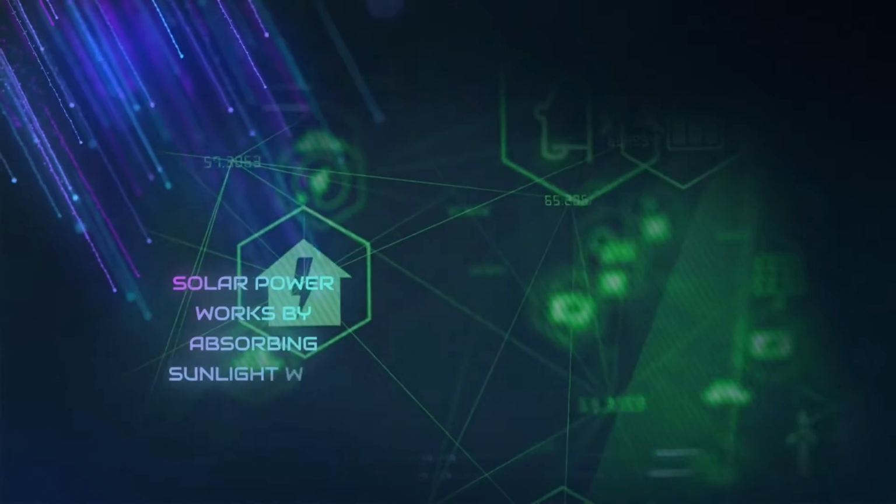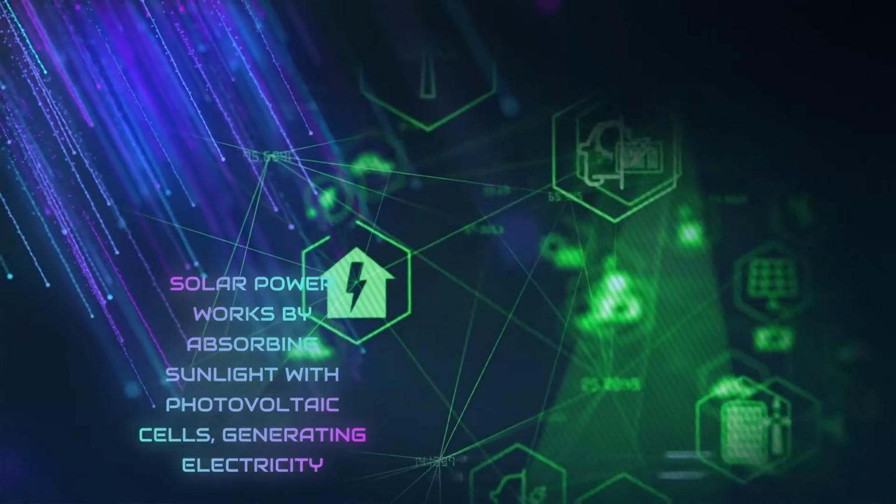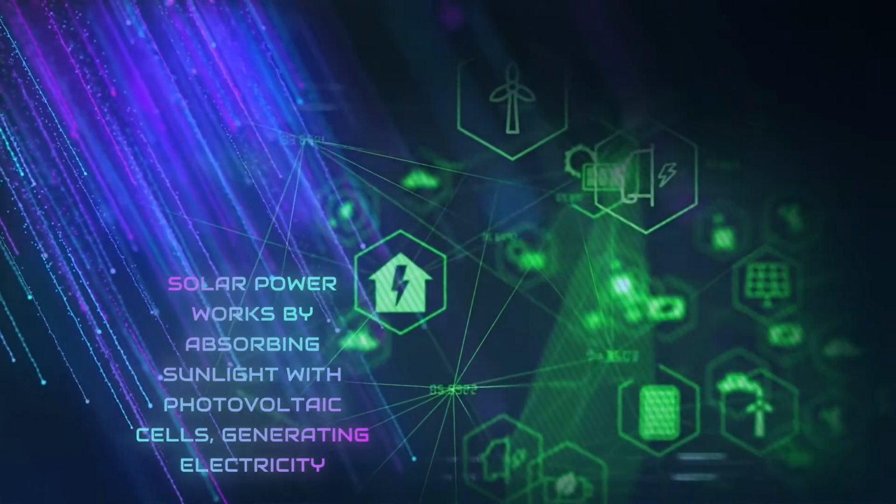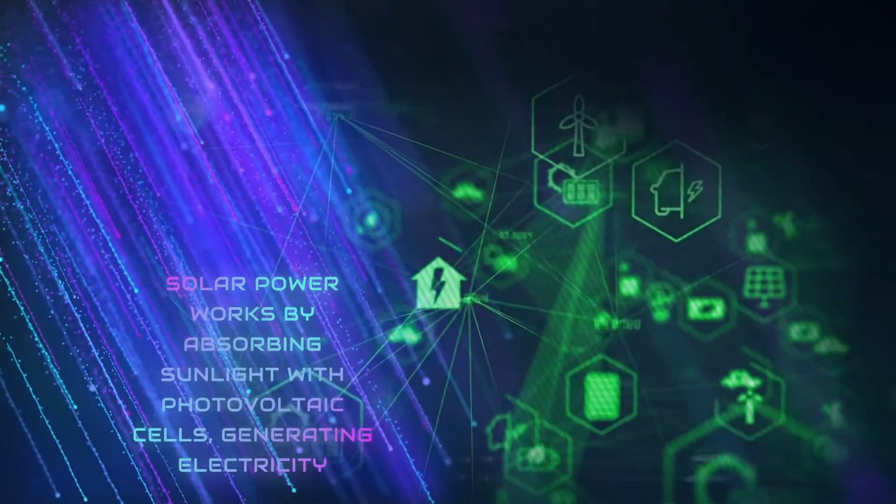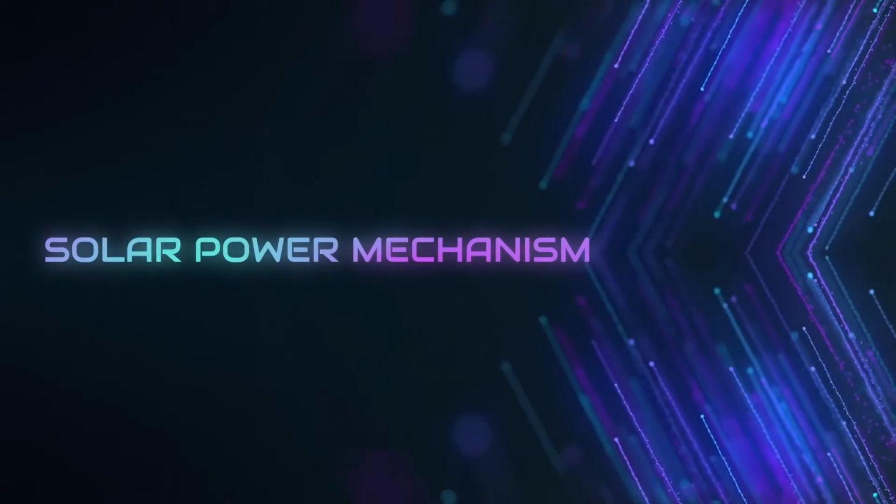Solar power works by absorbing sunlight with photovoltaic cells, generating electricity. This then flows through the home's electrical panel and is distributed accordingly. Solar power mechanism.